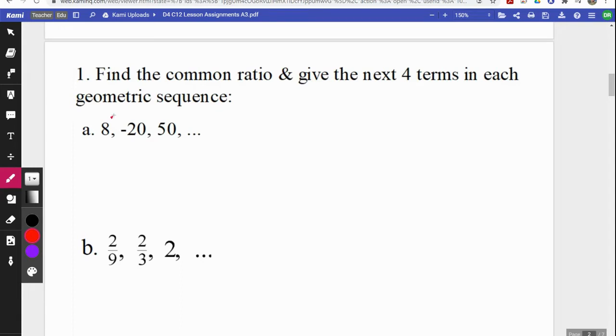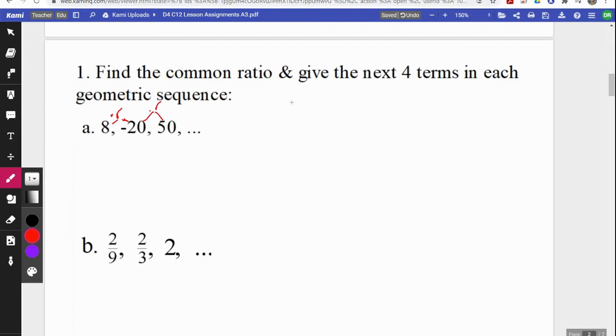So 8 times some number r gets us to negative 20. Then negative 20 times some number r is 50. So 8 times r is negative 20. You could solve this equation and figure out what r is if we know it's a geometric sequence. It has to be the same r for the next one too. Negative 20 times r is 50. That should give us the same r. And then we know what r is, and we could write our formula, or we could write the next 4 terms.